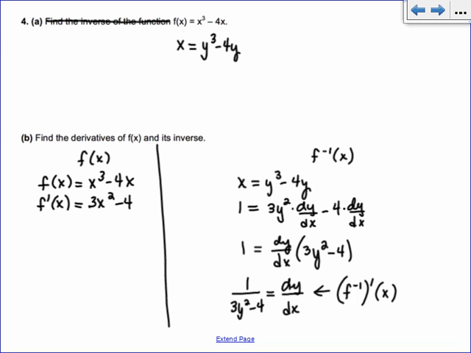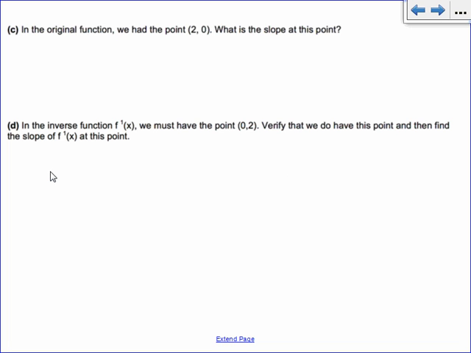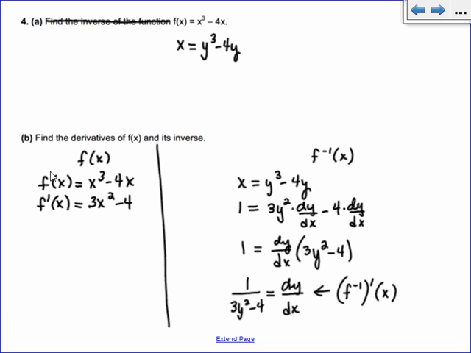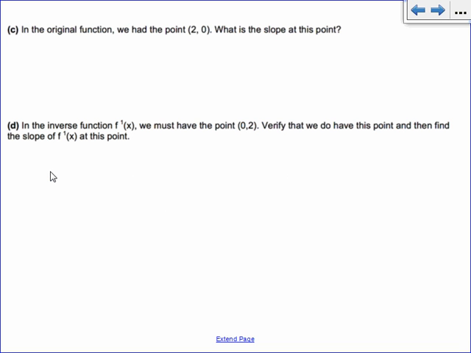Okay. So it says in the original function, we had the point 2 comma 0. So in the original function, we had f of x equals x cubed minus 4x. If we plug in 2, we get 2 comma 0. So that means on the inverse, we're not going to have 2 comma 0. We're going to have what point? 0 comma 2. We're going to have it flipped. The x's and y's are going to be flipped. So we're going to talk about the derivative at each of these points.